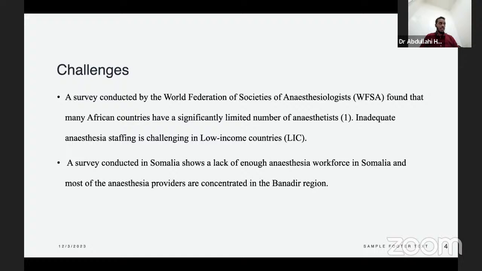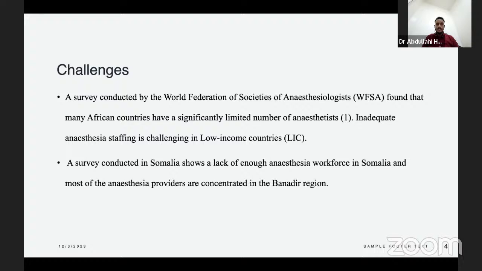There are many challenges as we are in a low income country. We have many challenges in developing safe anesthesia and safe surgery. These challenges we share with other low income countries. There is a limited number of anesthesiologists in the country, and inadequate anesthesia staffing. A survey conducted in Somalia shows a lack of anesthesia workforce, and most anesthesia providers are concentrated in the capital city.